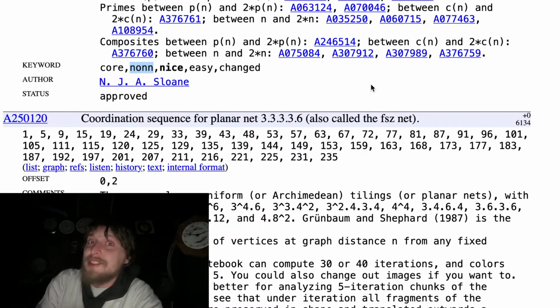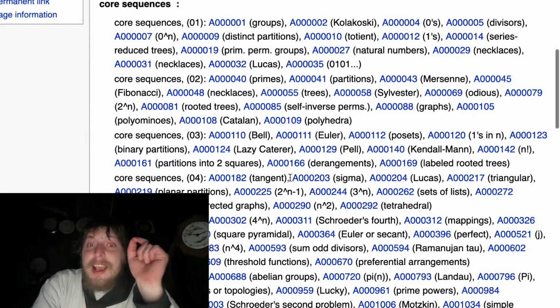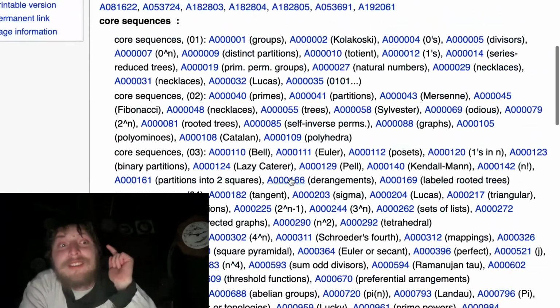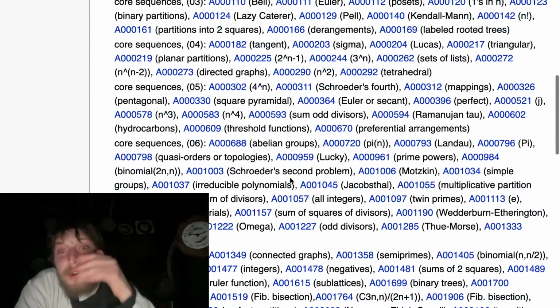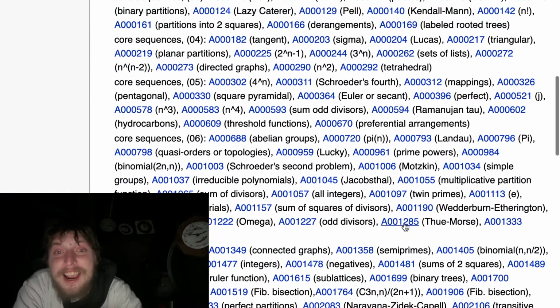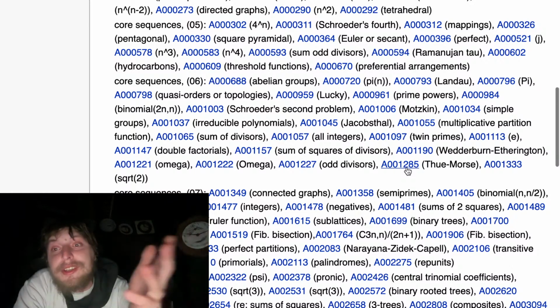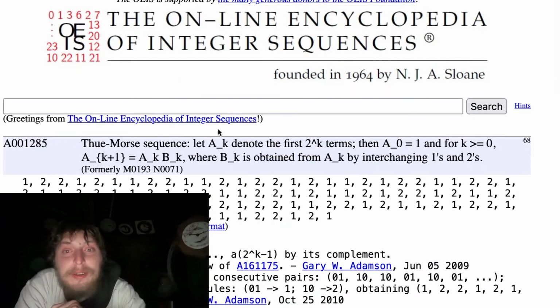However, it led us to these other ones that were related concepts of two things called evil and odious numbers. And I did note those are both in the core sequences. Out of the 179, we have the Thue-Morse sequence right there. And we also have these two connected ones, which are like the positions of zeros and ones in this one.